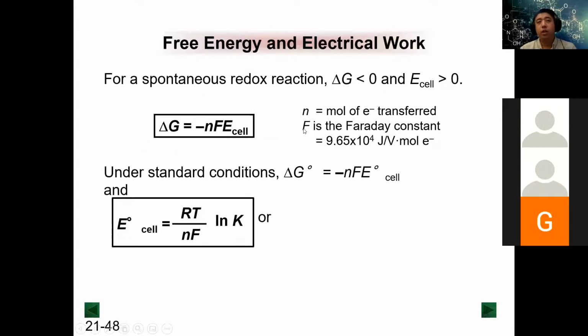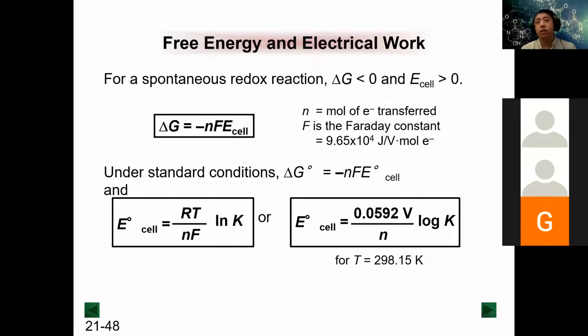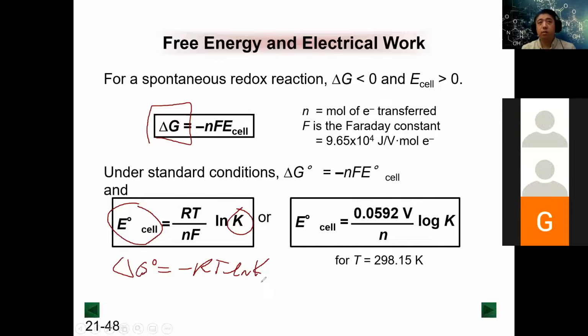So we can actually go ahead and take all of the equations that we learned from delta G and remake those equations. Okay. So we can get these two new equations down here. So we can relate E cell now to K. Does anybody remember the equation for delta G with K? Remember, delta G at standard state is equal to negative RT ln K. So we're essentially taking what we learned here, and now we're going to relate E cell to K.